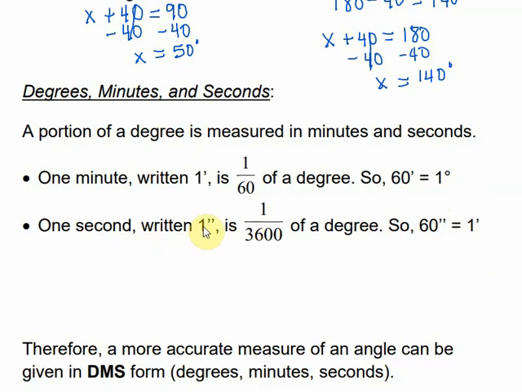A second is written as 1 with the little double apostrophe, or a quotation mark, by it. That stands for 1/3,600th of a degree. So 60 seconds equals 1 minute, and then 60 minutes equals 1 degree.